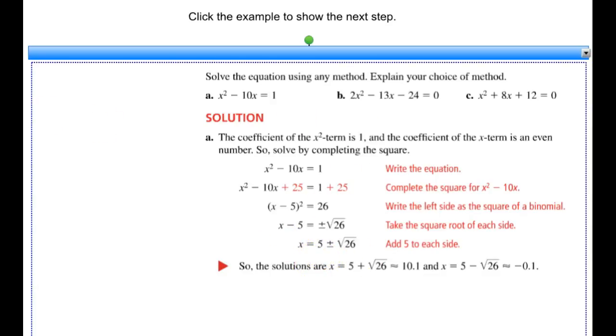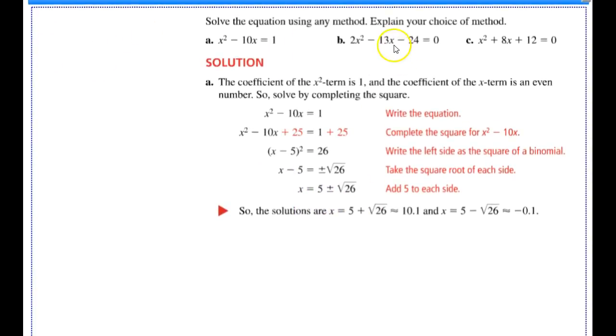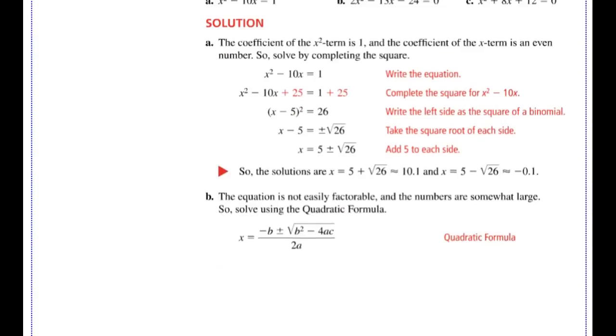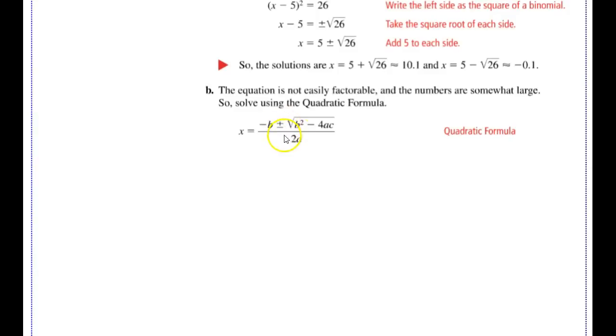So now let's look at B. I've got 2x squared minus 13x minus 24 equals 0. These are pretty big numbers. I can't automatically factor out 24. This just does not look factorable, so I'm going to go ahead and use my quadratic formula. So I write my quadratic formula, negative b plus or minus the square root of b squared minus 4ac all over 2a.